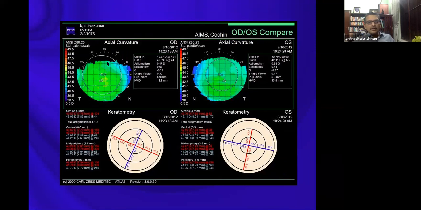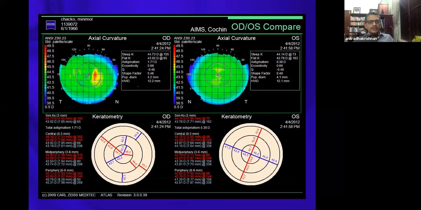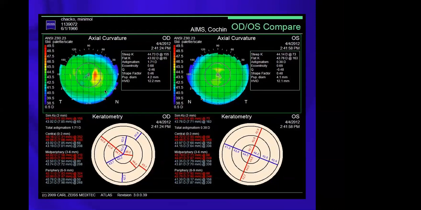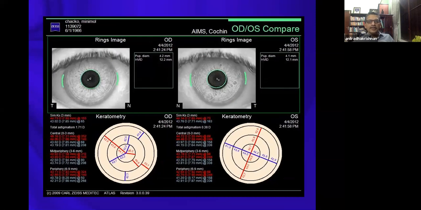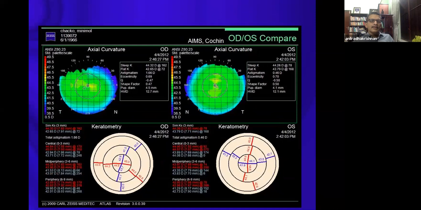This is almost a round pattern, while this is an irregular pattern. But again, these are all perfectly normal variants. What about this? This is a patient who has got a localized steepening over here, while the other eye is perfectly normal. So how can you have one localized area of steepening? The first thing you do is go back to the keratograph and see whether it is normal or not. You see whether there is any abnormality in the mirror and take a second reading. And you ask the patient to blink a few times and take the value once more. It's seen that it's perfectly normal. So this is the importance of rechecking the keratograph.